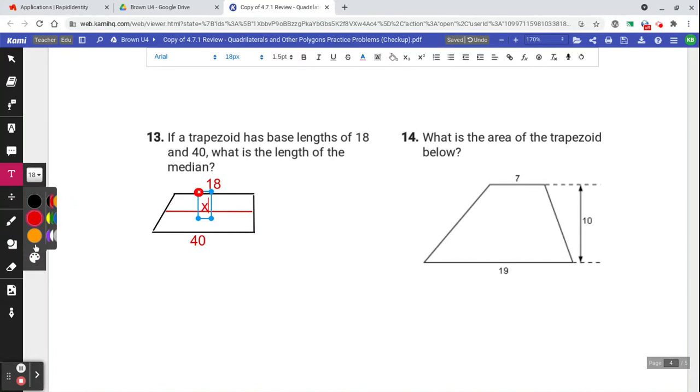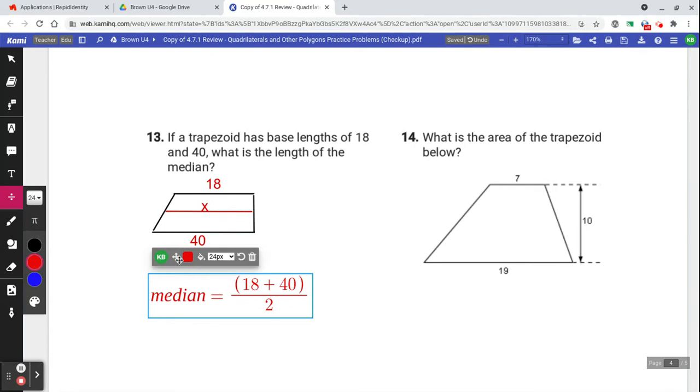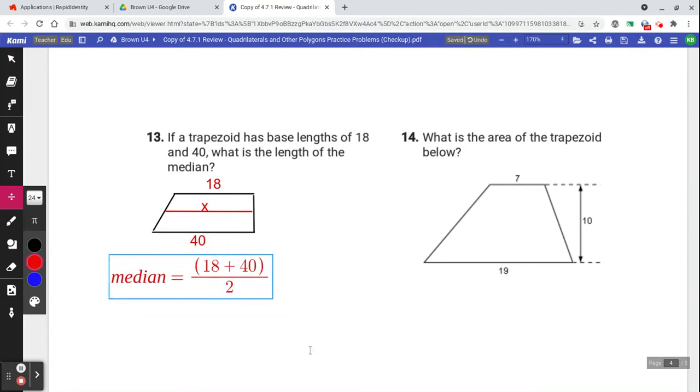And there was a formula we learned to find this, and that was the median is equal to, we took the sum of the bases, 18 plus 40, and we divided it by 2. And that'll get you the median. Move that over a bit. And I'm again going to let you do the calculation.